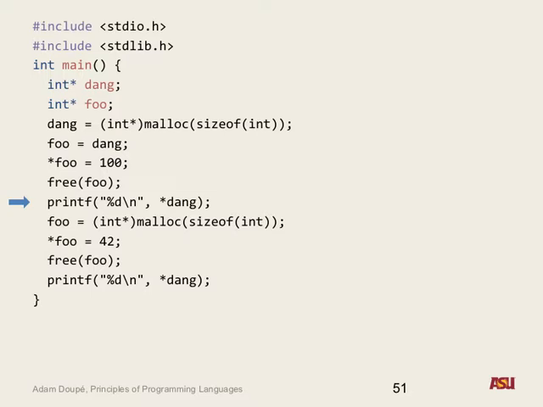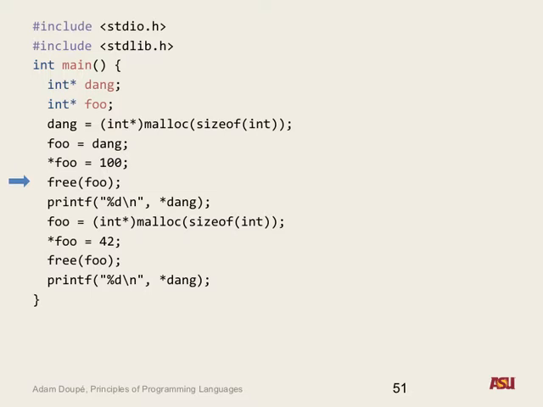Right? So the address inside dang no longer has been allocated. It's been explicitly deallocated through foo. So after this line, right before the free, what are foo and dang? Aliases, yeah. They both refer to the same box. Foo and dang are two different ways to reference that same box, which was the return of malloc.